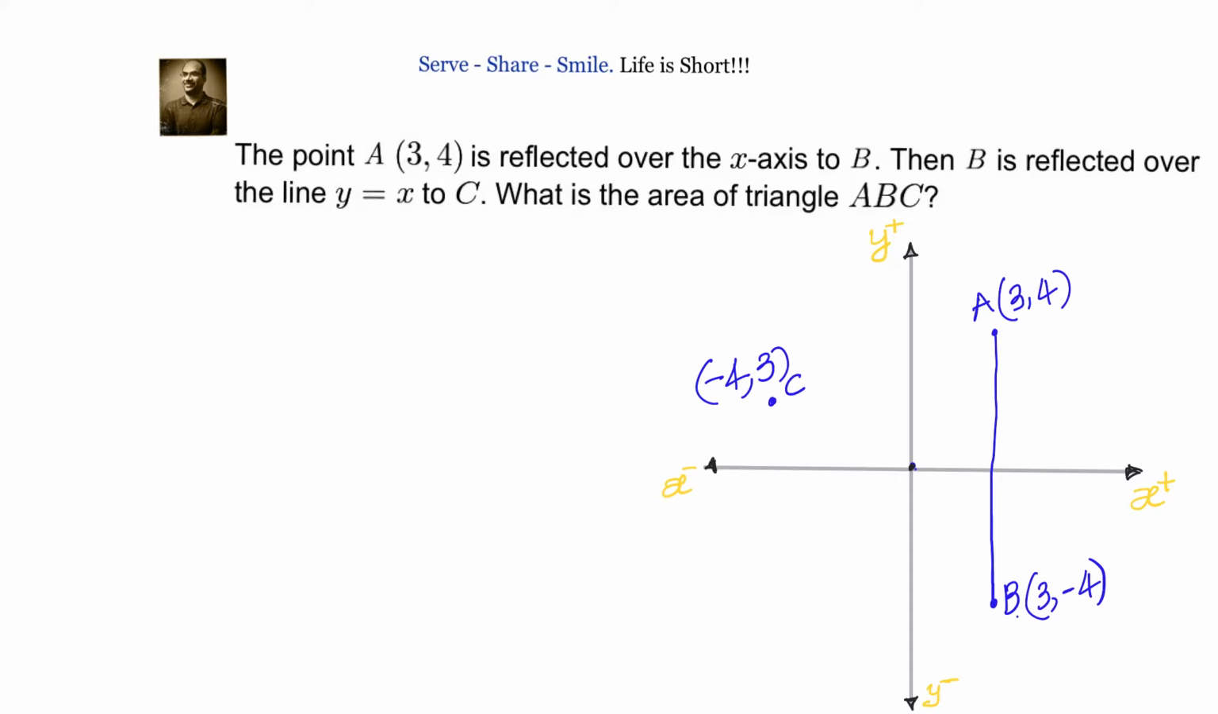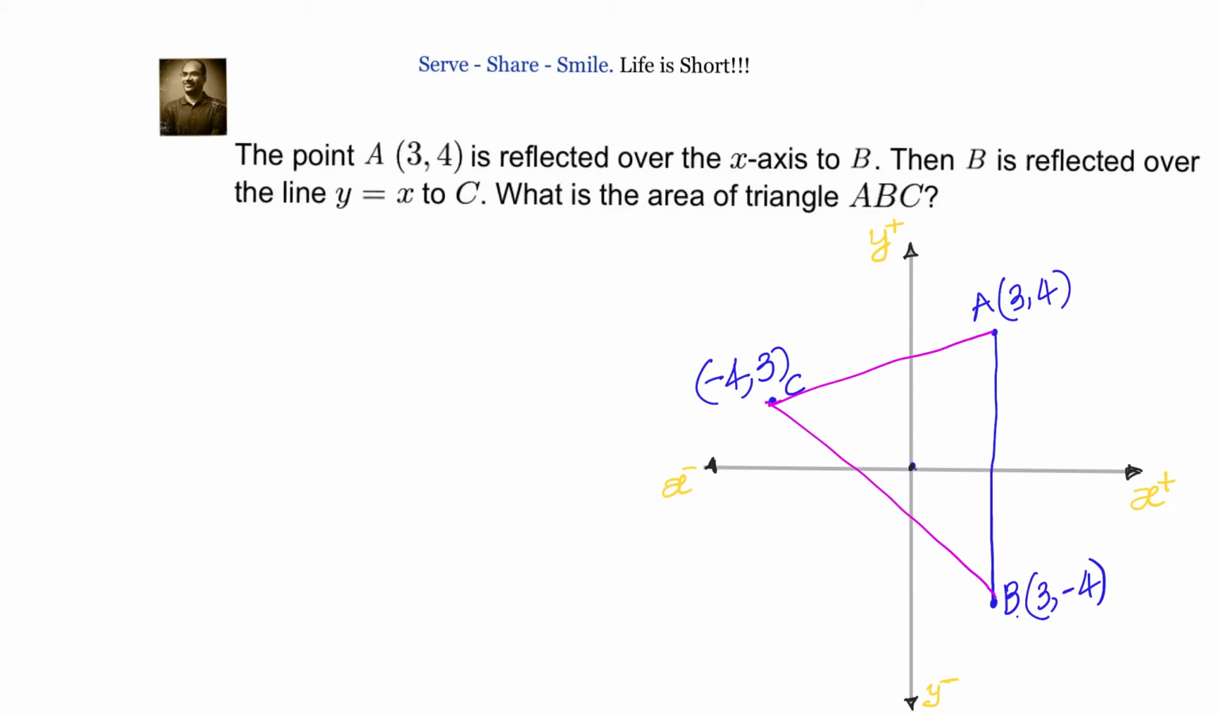Now we have been asked to find out the area of triangle ABC. So let's go ahead and join them. So we have the triangle ABC now. To find out the area of triangle ABC, you can use the area of triangle formula when we know the three coordinates. That logic we can use.